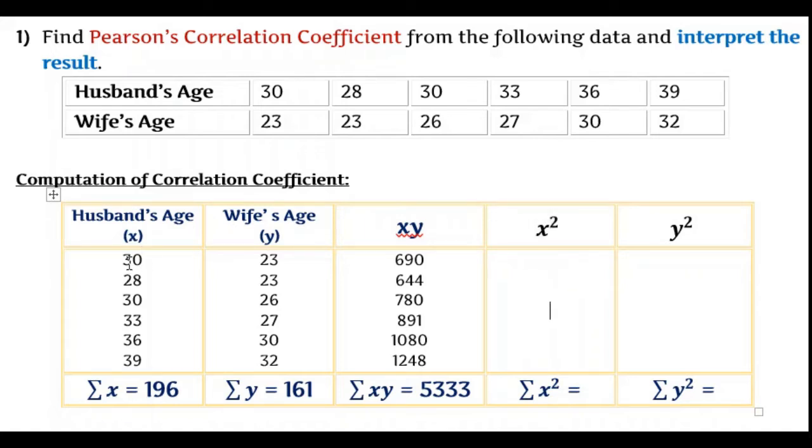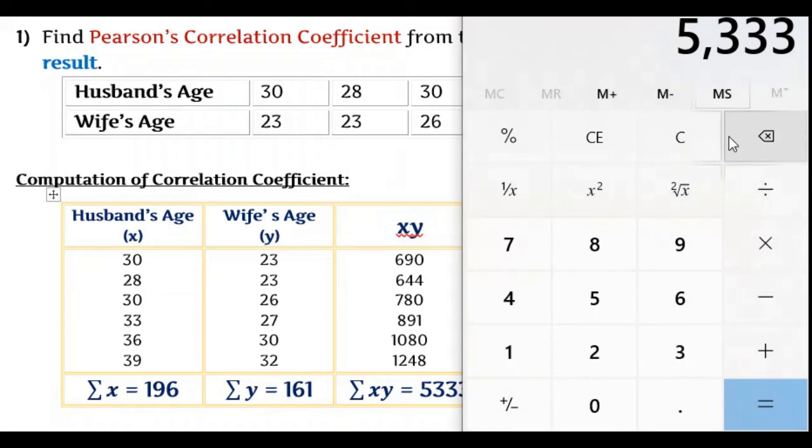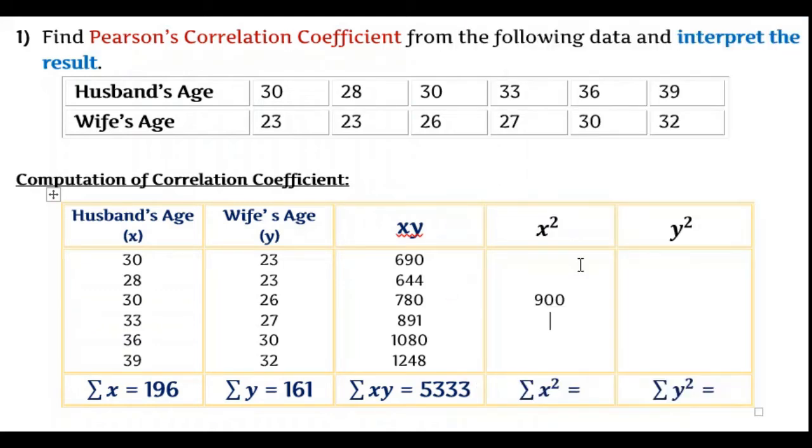So x square is x ka square. So 30 ka square is 900. You can use your calculator. 28 square, let me calculate. So square of 28 I need. If you are using a basic calculator, it is 28 into 28, which is equal to 784. So 784. Next is 30 ka square again, which is equal to 900.